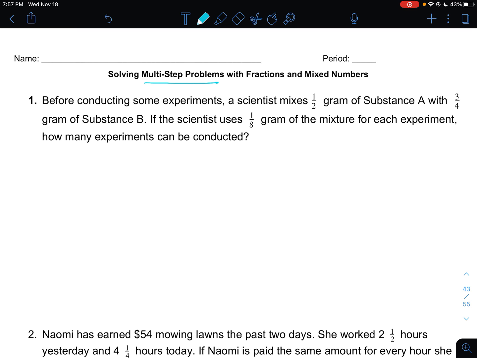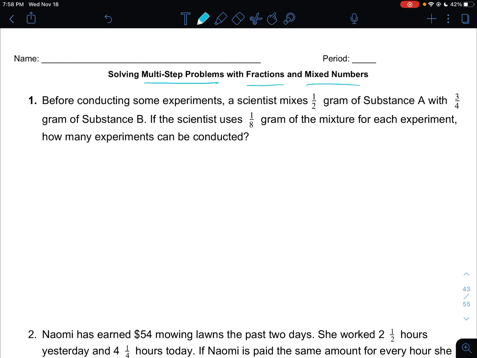Hey guys, today we are going to talk about solving multi-step problems with fractions and mixed numbers. I know that word problems are definitely a struggle for a lot of kids. I completely understand. So the activity to practice today, I will show you in a second, but I tried to make it somewhat like guiding towards the answer.